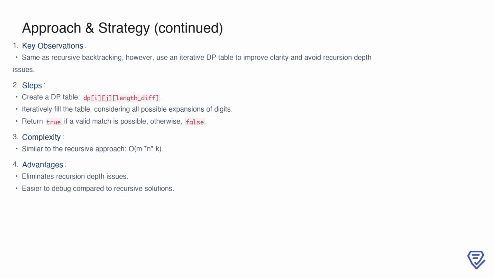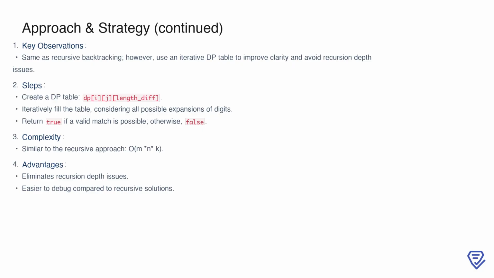It iteratively solves subproblems using a DP table, which is structured as dp[i][j][length_diff]. Here, i and j represent the indices in S1 and S2, while length_diff tracks the difference in lengths between the portions being compared. The process involves filling this table iteratively, considering all possible expansions of digits in both strings. The final result is determined by checking whether a valid match exists in the table.